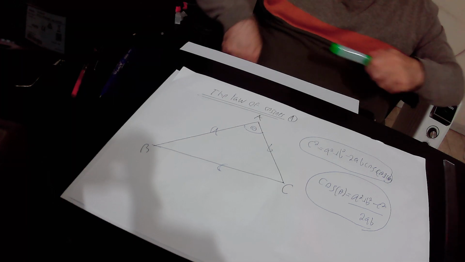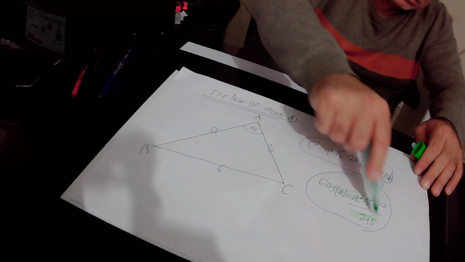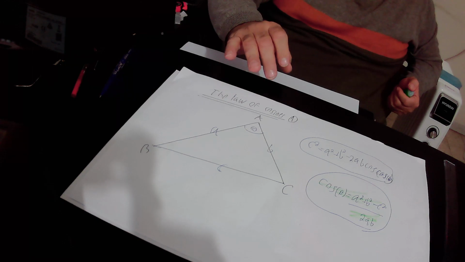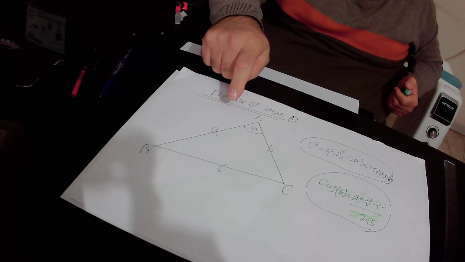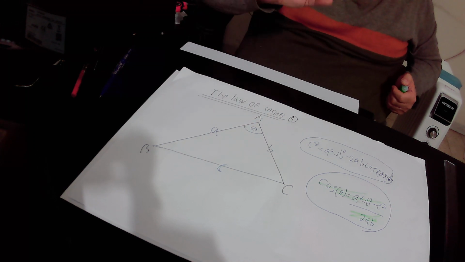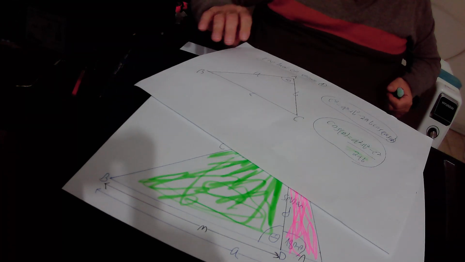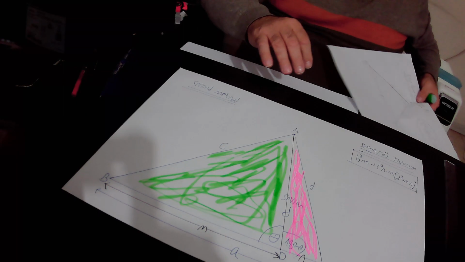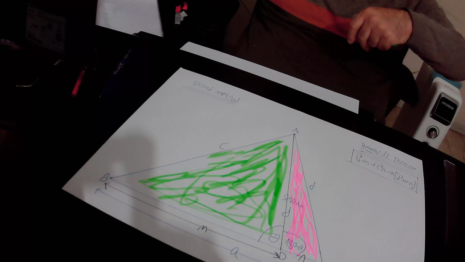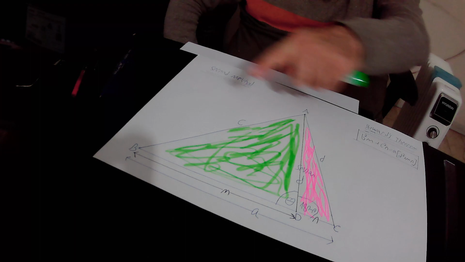Okay, so we'll use the law of cosines. So here in this triangle ABC, cosine theta equals A squared plus B squared minus C squared over 2 times A times B. So we implement the law of cosines in the green triangle ABD.